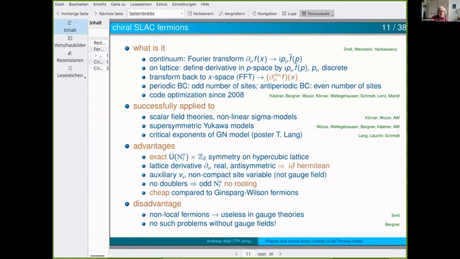Now, one more technical point: if you have periodic boundary conditions, you need an odd number of sites. And if you want to have antiperiodic boundary conditions, finite temperature boundary conditions, then you need an even number of sites.